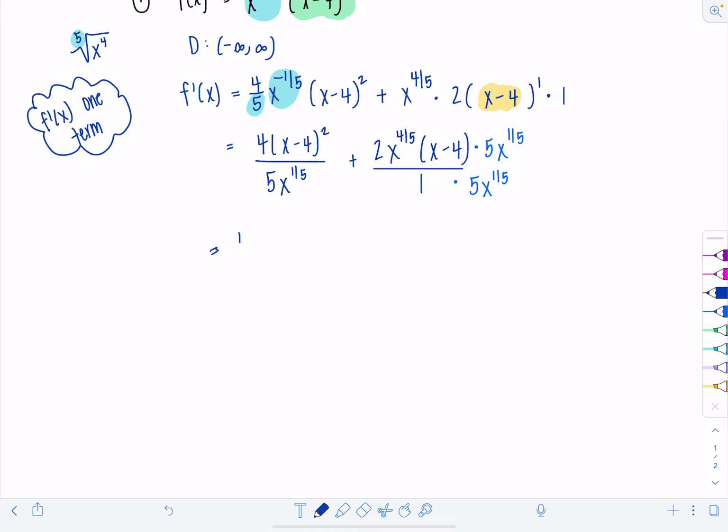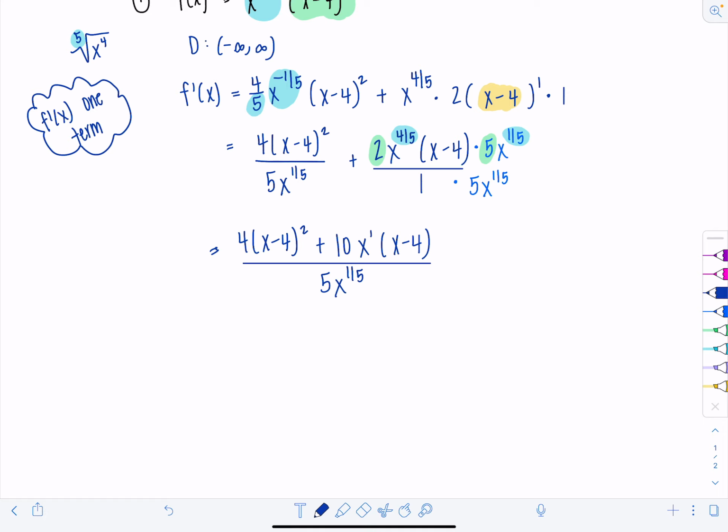So we have 4 times the quantity x minus 4 squared plus, now look. 2 times 5, those are my constants, that's 10. And then, oh, this is so cool. We have x to the 4/5 times x to the 1/5, so I add those exponents together, right? 4/5 plus 1/5 is 5/5, so that's 1. So I've got x to the first. Oh, how nice. And then you still have that x minus 4, and this is all over 5x to the 1/5.